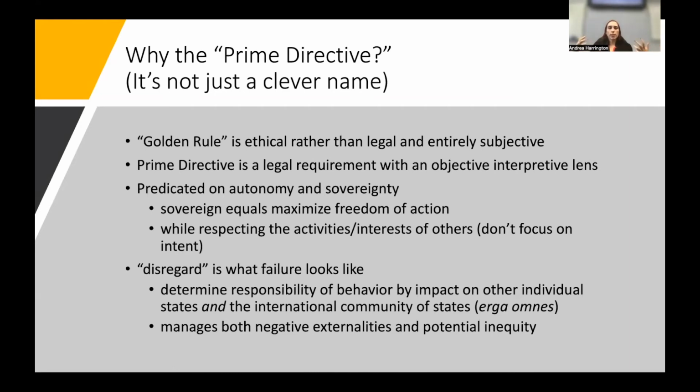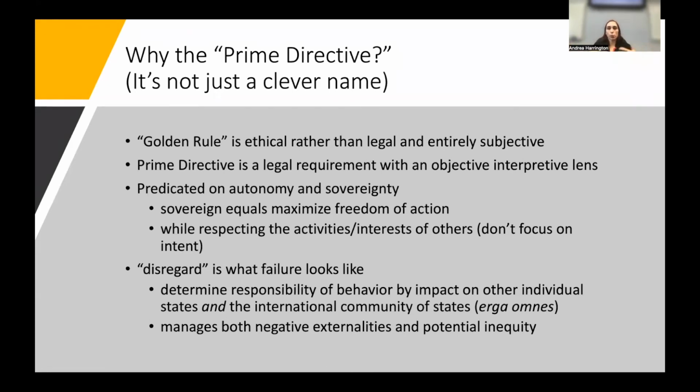And then we can see that disregard is what failure looks like. So under the Outer Space Treaty, if states act with disregard, then the Outer Space Treaty is not going to function. Not all states are going to be able to carry out use and exploration of outer space. So we have to determine how responsible a behavior is, or how responsible a behavior can be, by its impact on other individual states and their activities, and on the impact of the international community of states as a whole, known as an erga omnes obligation.